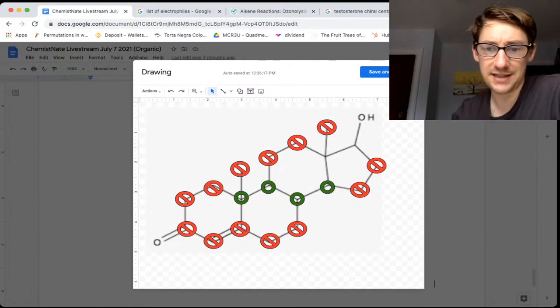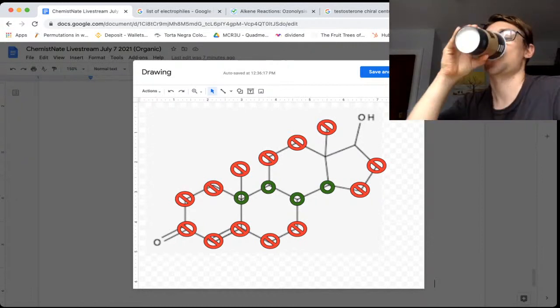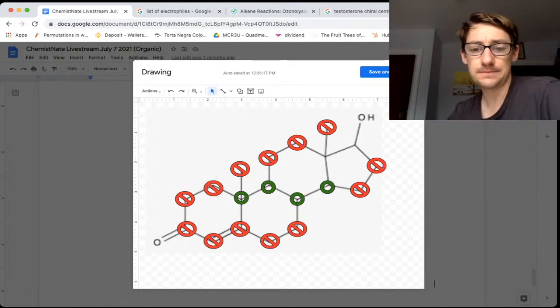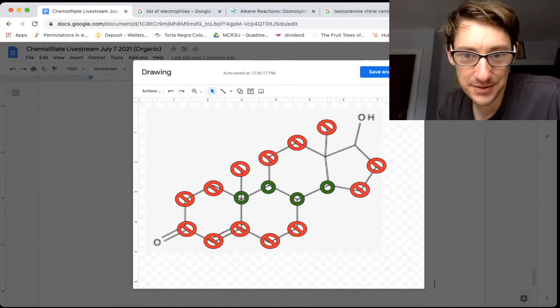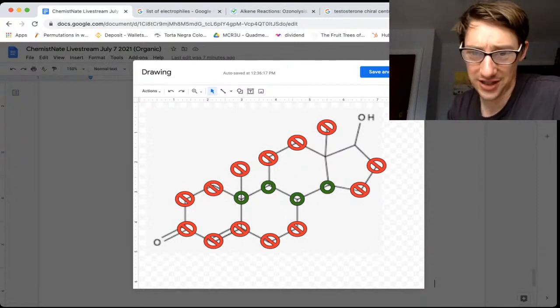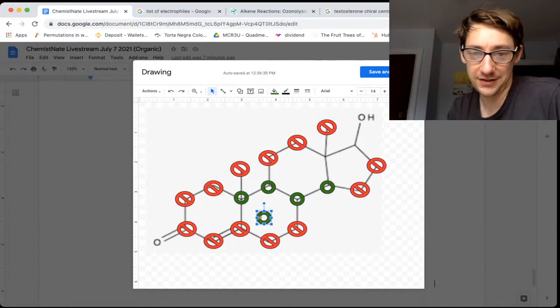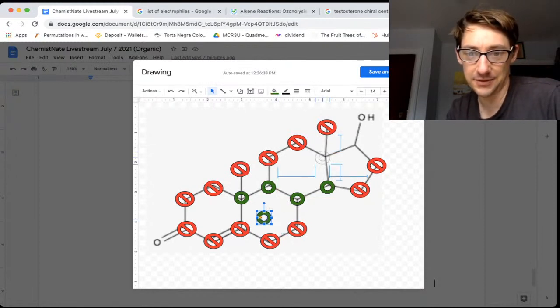Am I making a mistake here? No, I'm not. This carbon is connected to a CH2, a tertiary carbon that has an OH on it, and a CH3, or primary. Those are all very different, therefore it's chiral.